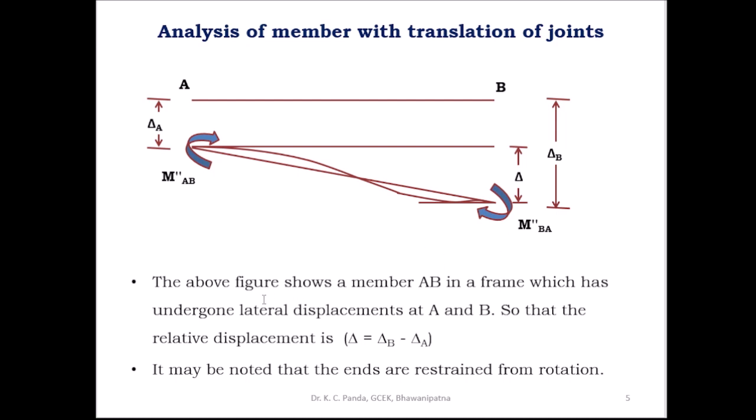The above figure shows a member AB in a frame which has undergone lateral displacement at A and B, so that the relative displacement is delta, and delta is equal to delta B minus delta A. It may be noted that the ends are restrained from rotation. Here both ends are fixed, so the rotation at both ends is equal to 0. Theta A is equal to 0 and theta B is equal to 0.